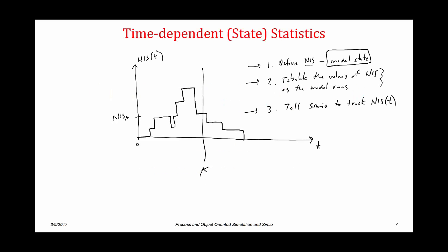If you recall from the previous video, we developed the state statistic for tracking the number of entities in the system. This mirrors a statistic that Simio automatically calculates for us, but we wanted to see the basic process. The basic process was we defined a model state called NIS, and then we tabulated the values, or we updated the values where appropriate. So for number in system, we increment the value when an entity enters and we decrement it when it leaves, and then we tell Simio to track that value over time using a state statistic.